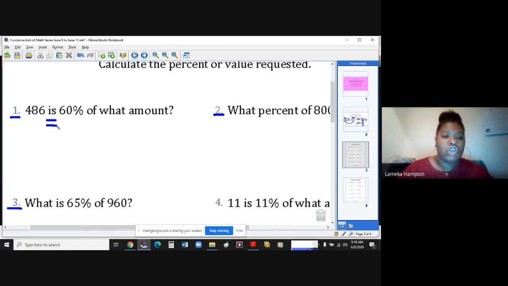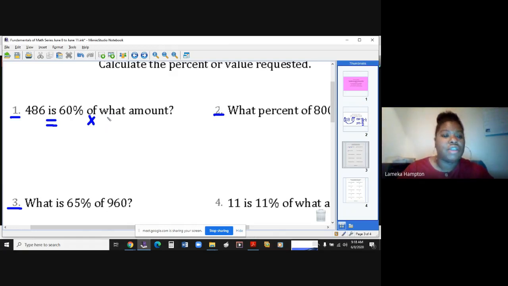Okay. So "is" means equal. 486 is 60% of what amount? The next word I want to look at is the word "of." Again, anytime you are looking at a word problem and you see the word "of," this basically means multiplication. So I am going to write the multiplication sign under the word "of."